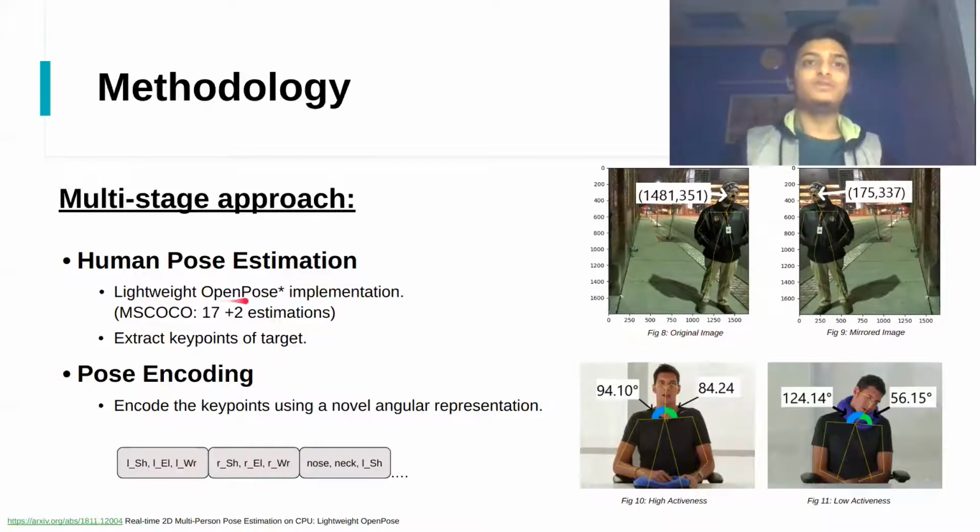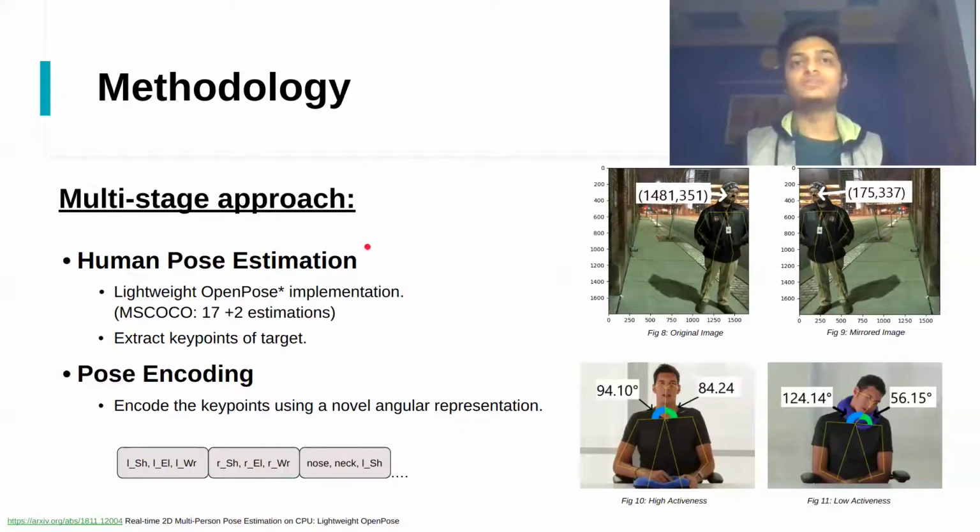So we use the lightweight OpenPose implementation, which is a heavily optimized version of the original open source implementation, which runs real time on CPU. It was originally trained on the MS COCO dataset, which has 17 ground truth points plus two interpolated estimations. So the neck joint and the core joint could be basically taken as the 2D Cartesian plane of left and right key joints, like left hip and right hip, and left shoulder and right shoulder.